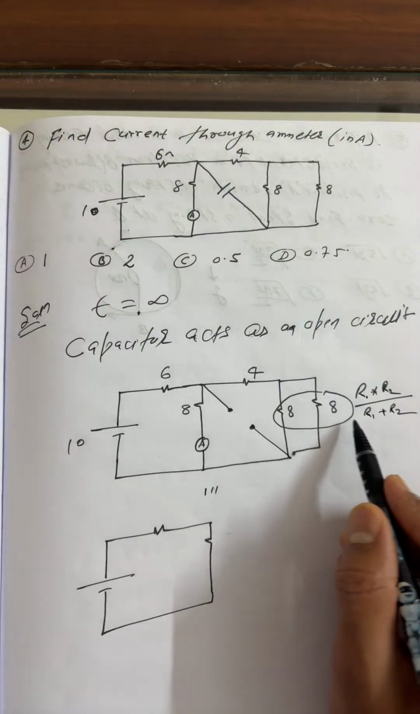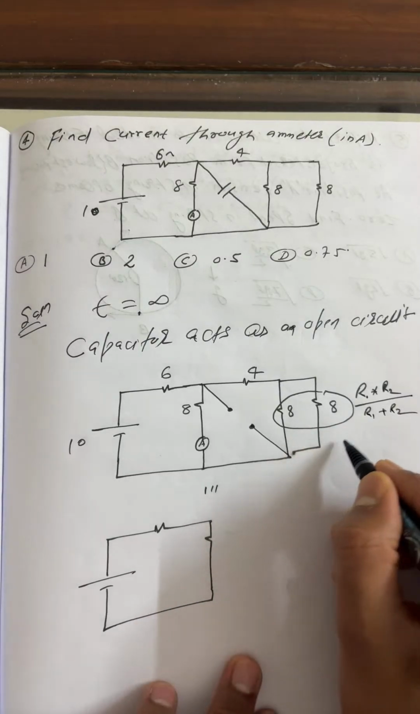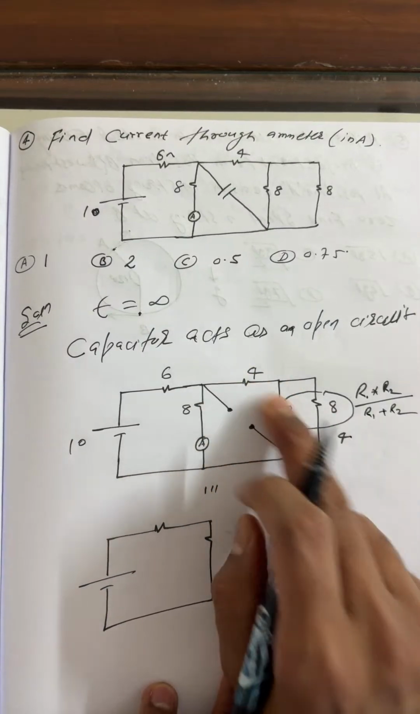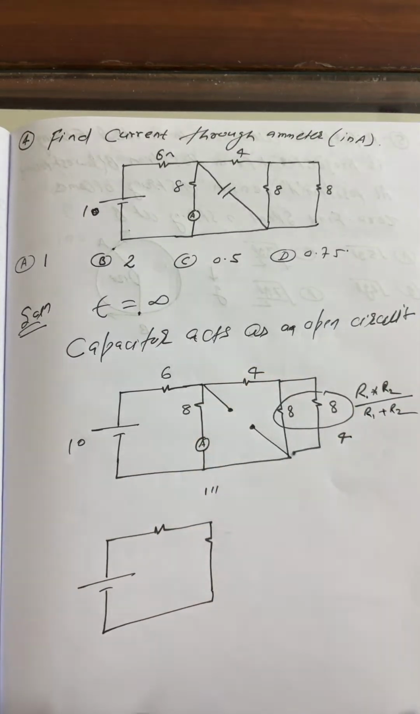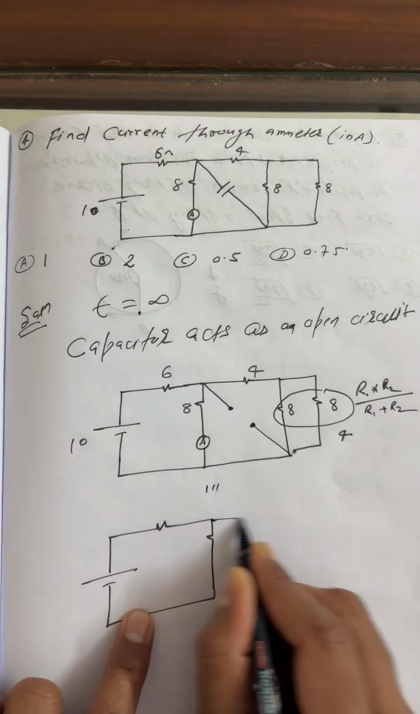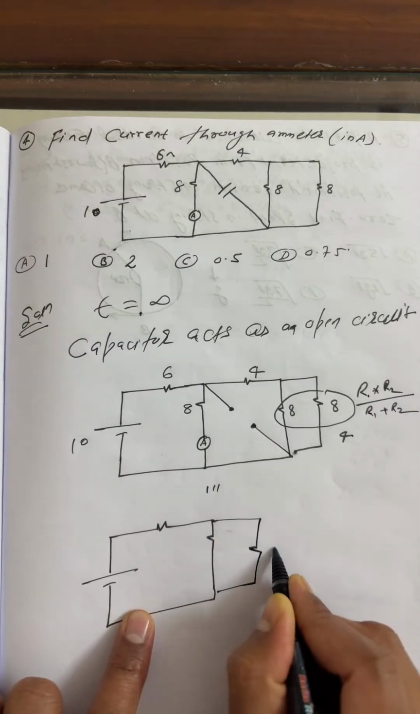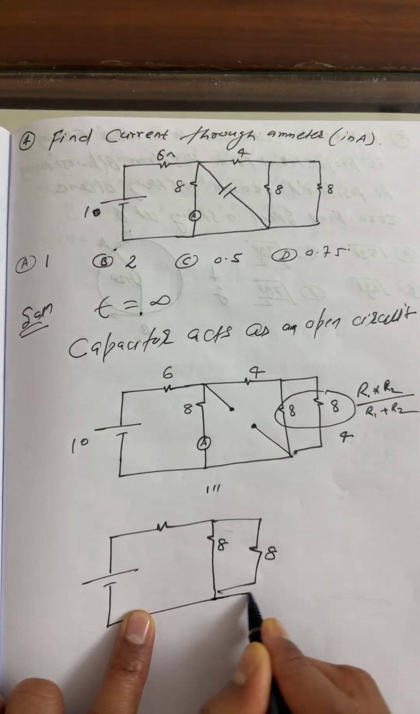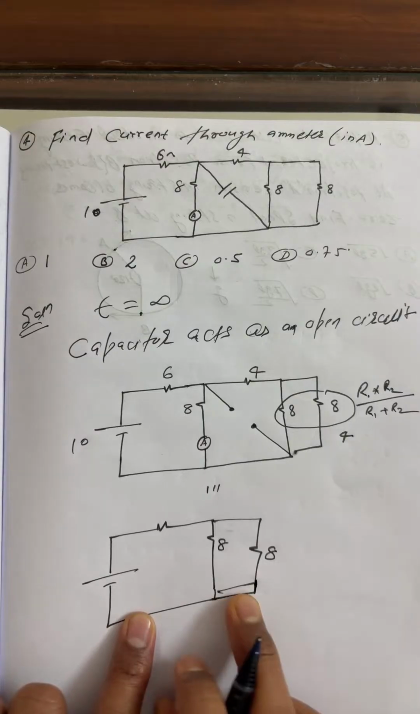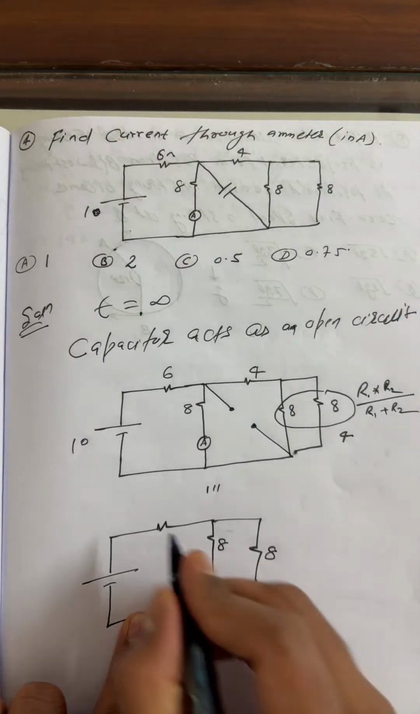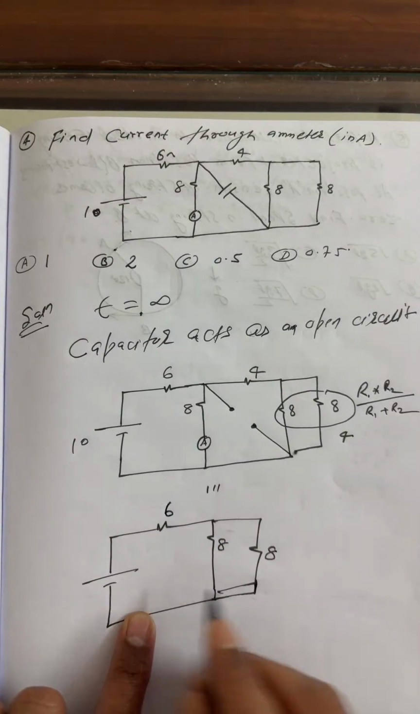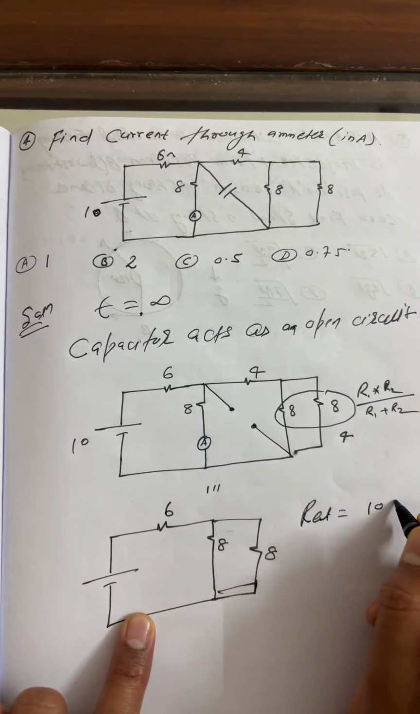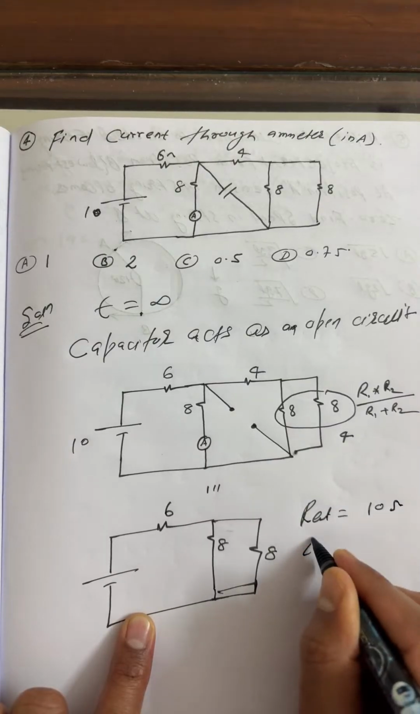R1, R2, so I can apply the formula. What will you get? This entire part is 4. Then this 4 and this 4 are in parallel... actually 4 plus 4 is 8. You can connect over here: this is 8, and this 8 and this 8 are in parallel, so it becomes 4. And this is 6. So what is the equivalent resistance? R equivalent is 10 ohm.